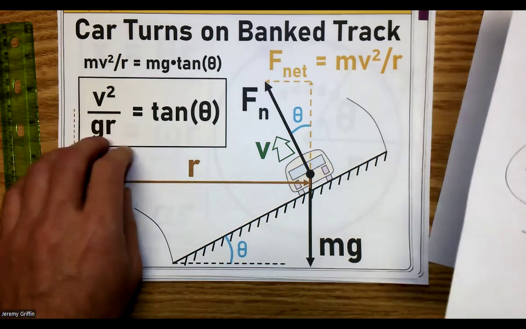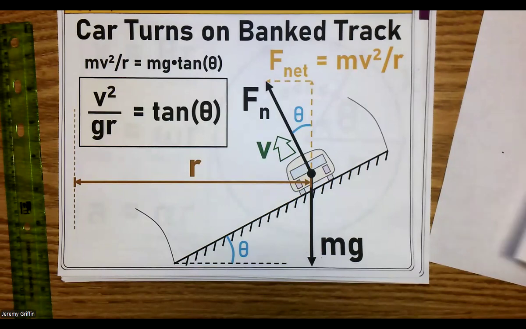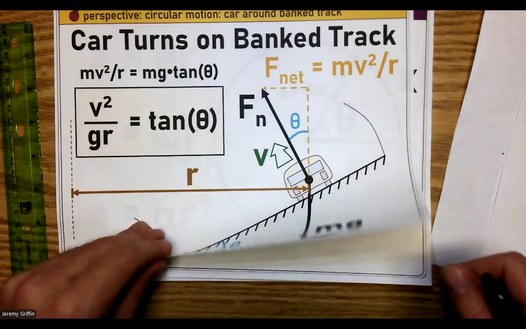How do you know the same angle? Because the mass canceled out. Yeah, mass canceled out right here. Yeah, mass is not part of the equation. Yeah, there you go. We didn't even plug in the mass of the car.